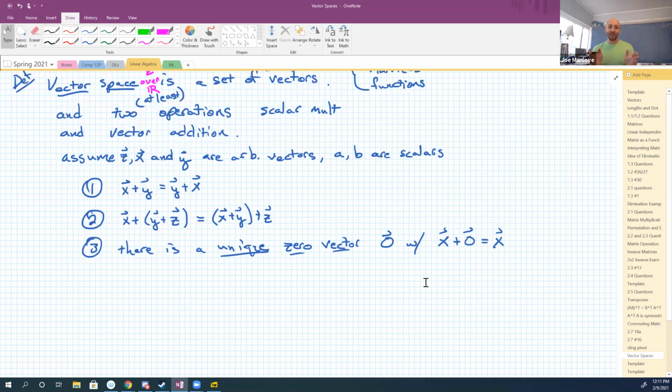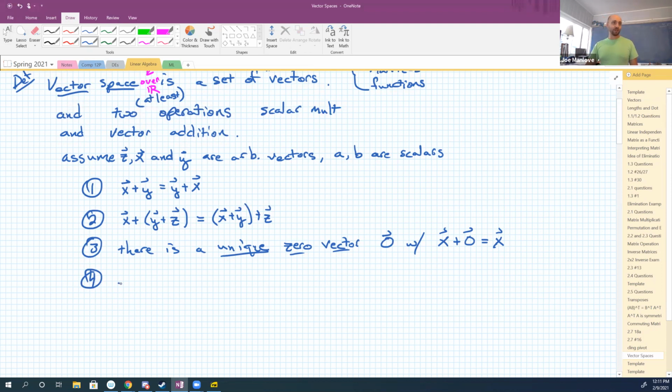I know it's hard to imagine that it could be anything else, but just please bear with me. It's real weird. We'll get there, I promise. But for right now, just take this word of caution. It can be weirder than you think. Okay, so there's a unique zero vector.